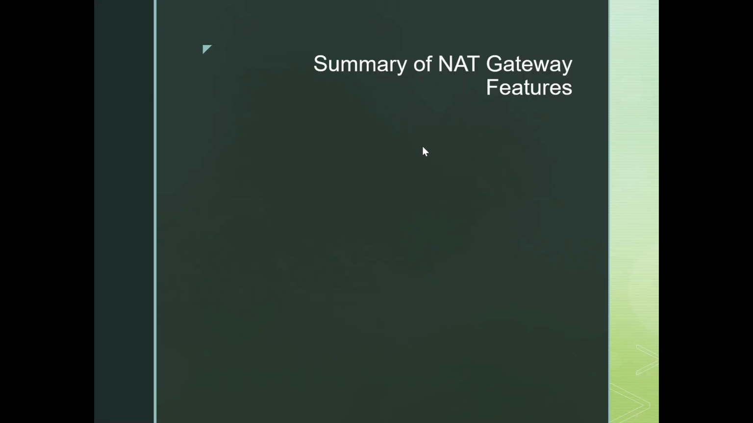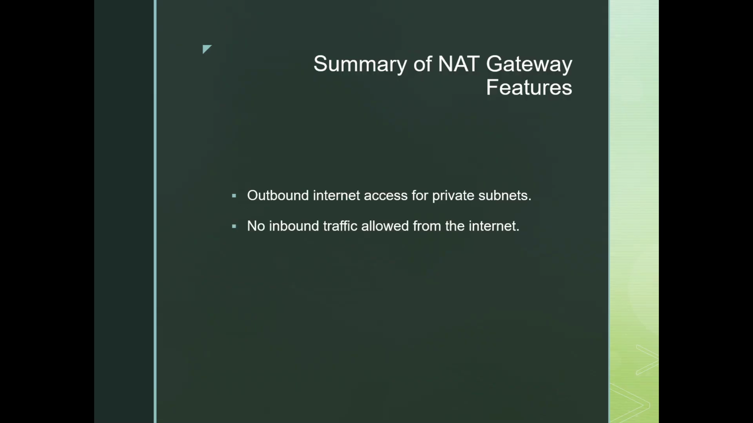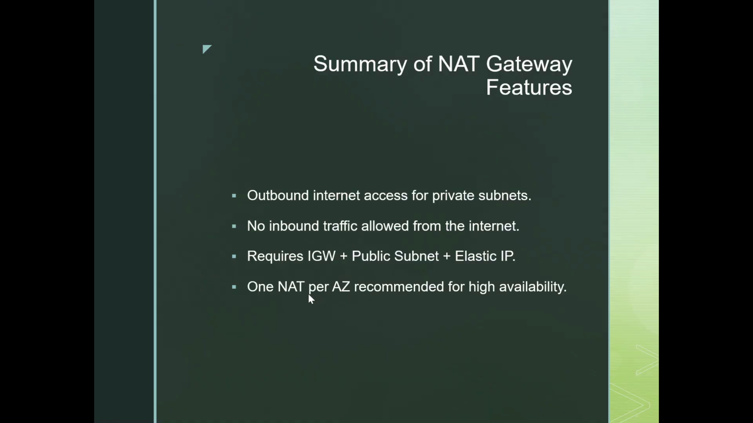Now we'll see a summary of what we have learned so far. Outbound internet access for the private subnet. No inbound traffic allowed from the internet. Requires an internet gateway plus a public subnet plus an Elastic IP. One NAT per availability zone is recommended for high availability. Fully managed AWS service with up to 10 Gbps throughput.